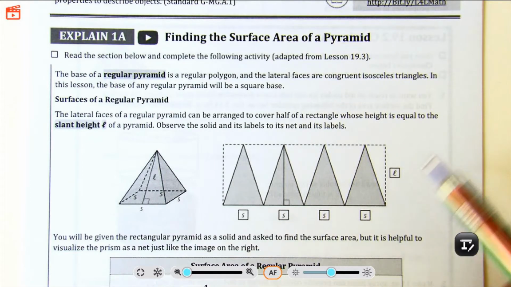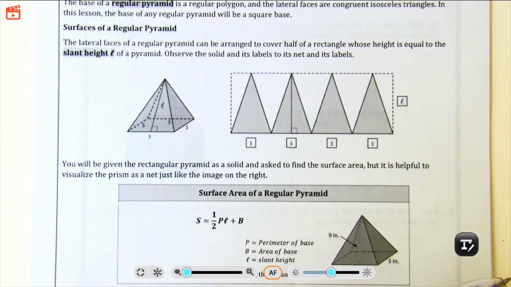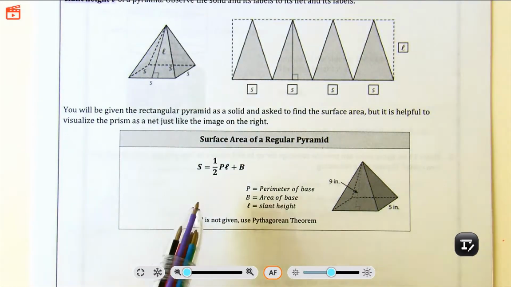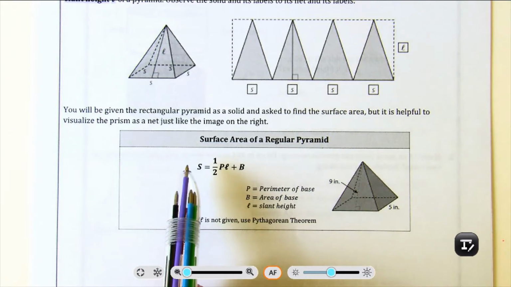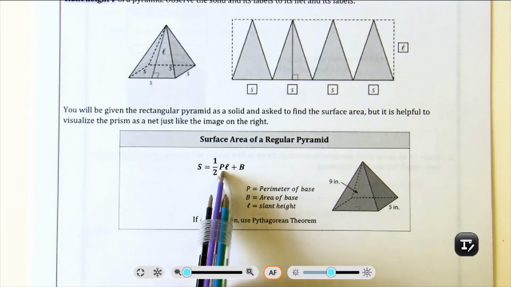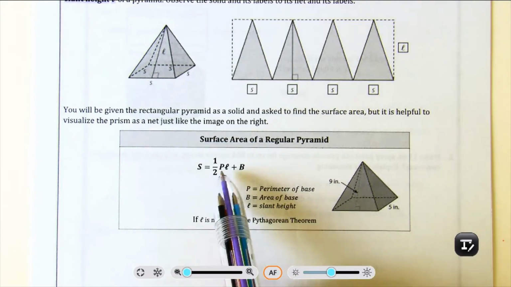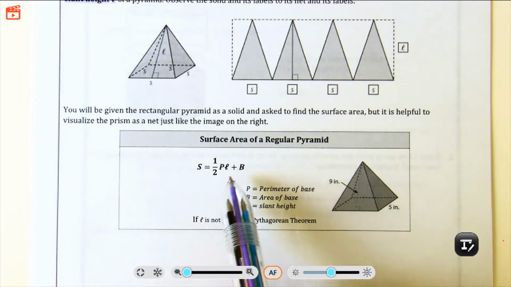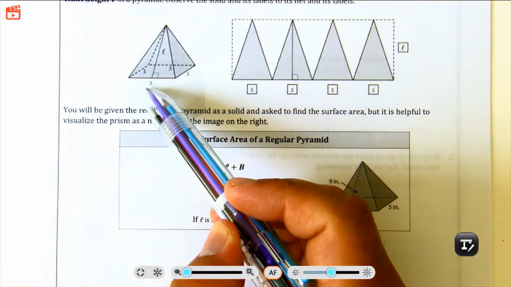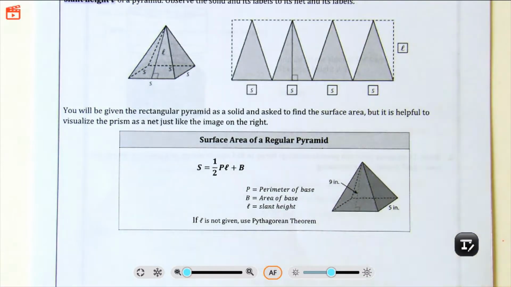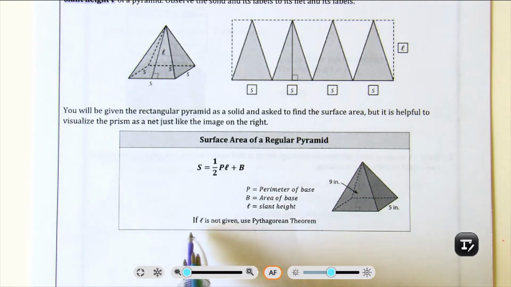So the formula that we're going to be using for the surface area of a regular pyramid is this one. The surface area is equal to 1/2 times the perimeter of the base. Now remember, you find that by adding all 4 sides, times the slant height, which is the slanted height from the bottom of the triangle to the top of the triangle, plus the area of the base. Now, one thing to note is that if the slant height is not given, we can find it by using the Pythagorean theorem.